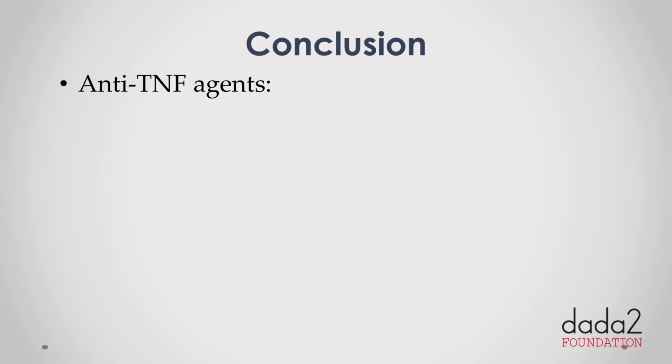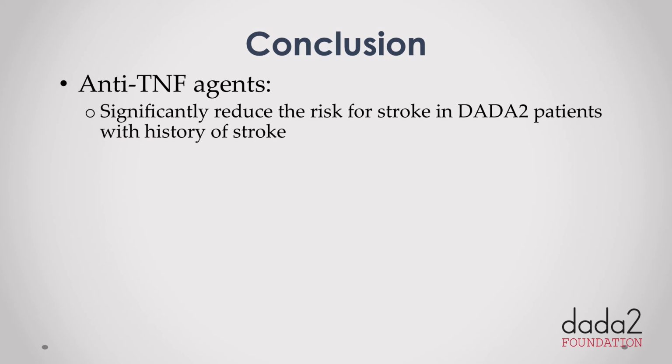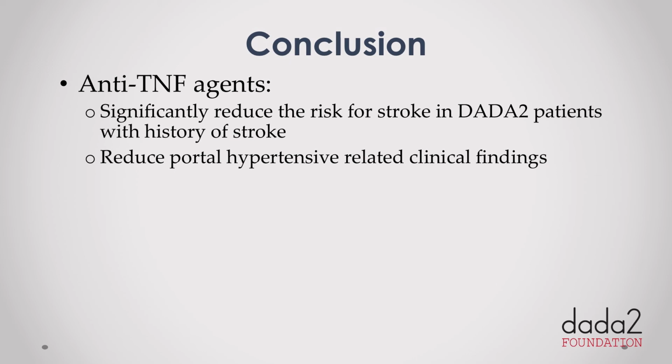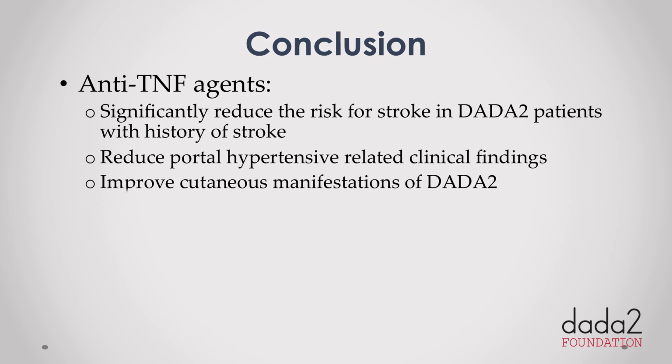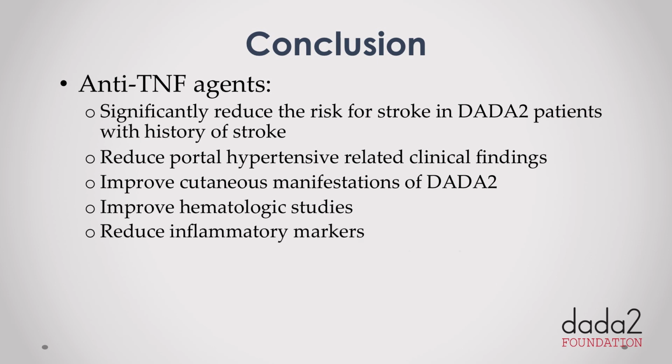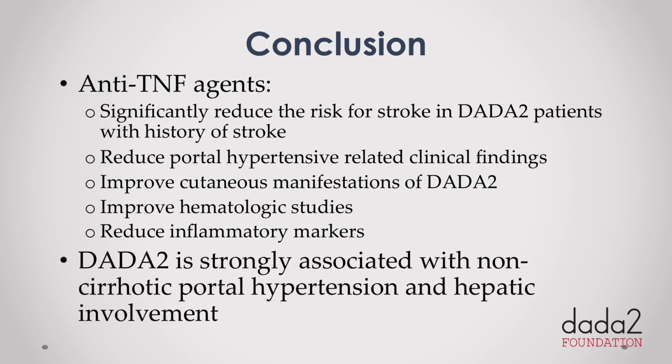So in conclusion of all that I've had to say, the anti-TNF agents significantly reduce the risk for stroke in the DADA2 patients with a history of stroke. And then across the board, with those with hepatic involvement, it reduces the portal hypertensive related clinical findings, improves the cutaneous manifestations of DADA2, and also improves any of the GI symptoms if they were having frequent abdominal pain, improves their hematologic studies, and reduces their inflammatory markers. And also, DADA2 is strongly associated with non-cirrhotic portal hypertension and hepatic involvement.